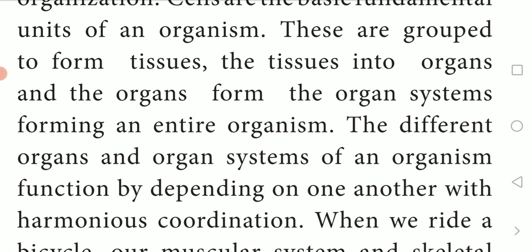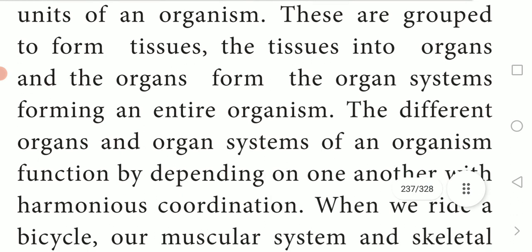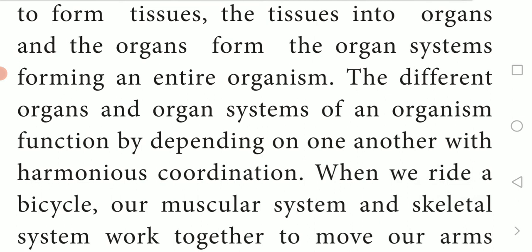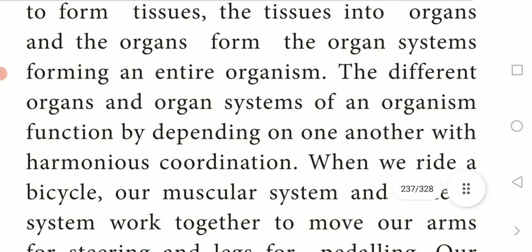You can underline these lines also. These cells are grouped to form tissues. The tissues form organs. The organs form the organ systems, and they form entire organisms. So in this way only the organisms are formed. The different organs and organ systems of organisms function depending on one another with harmonious coordination. How do they function in a coordinated way? Due to coordination by hormones. What do you mean by hormones?